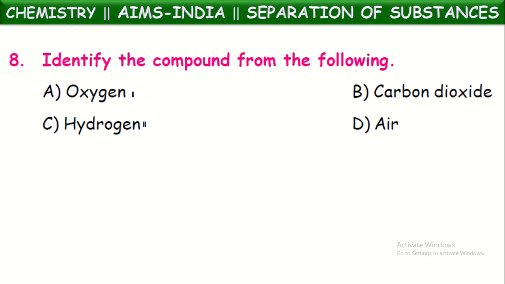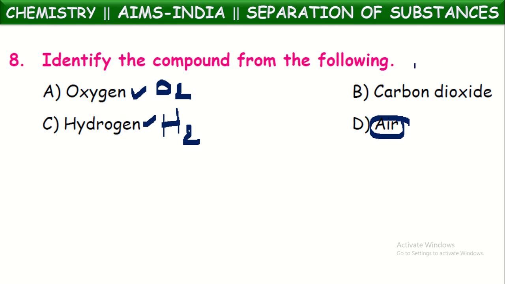Oxygen and hydrogen. These two are elements because they contain only one kind of atoms in them. The substances which contain only one kind of atoms are elements. For example, oxygen, its formula is O2, isn't it? Only one kind of atoms is there in it. Even the molecular formula of hydrogen is H2. It contains only one kind of atoms. But air is a mixture.